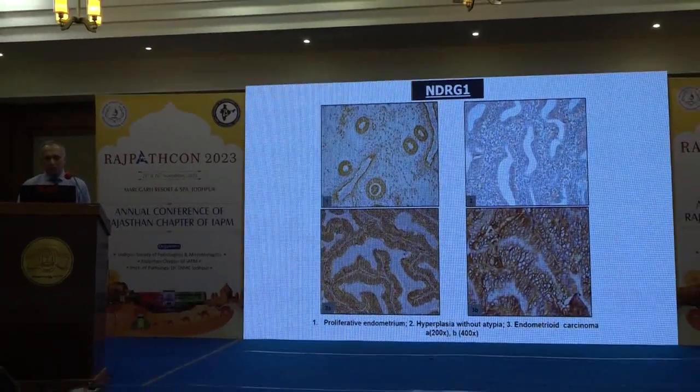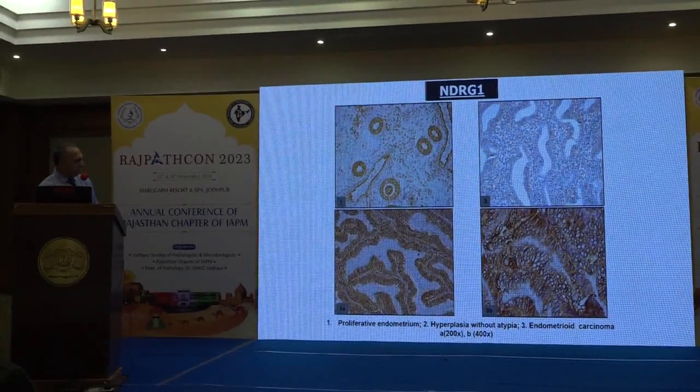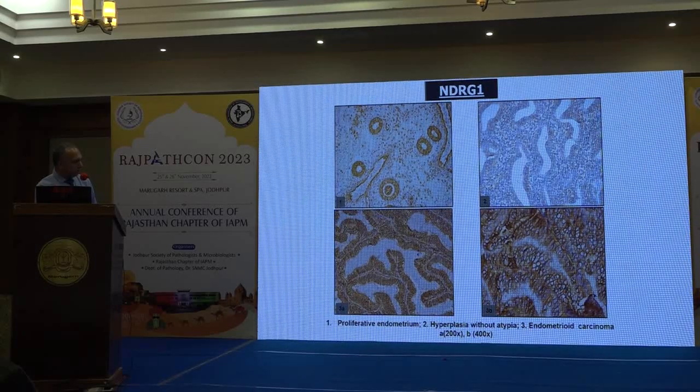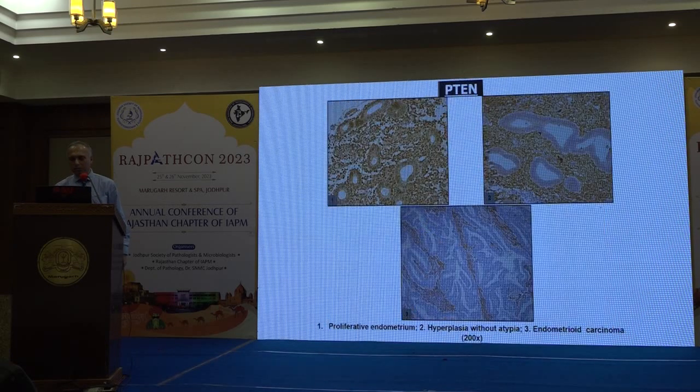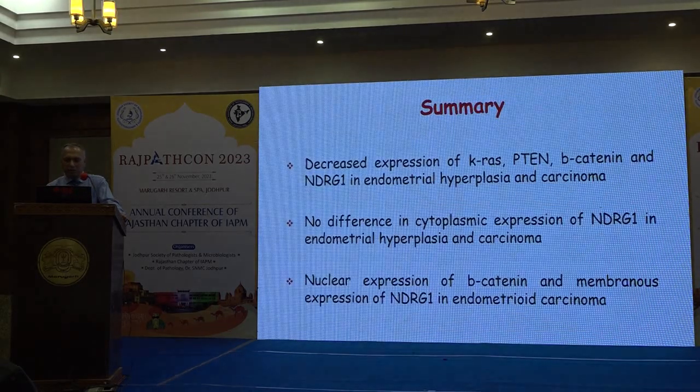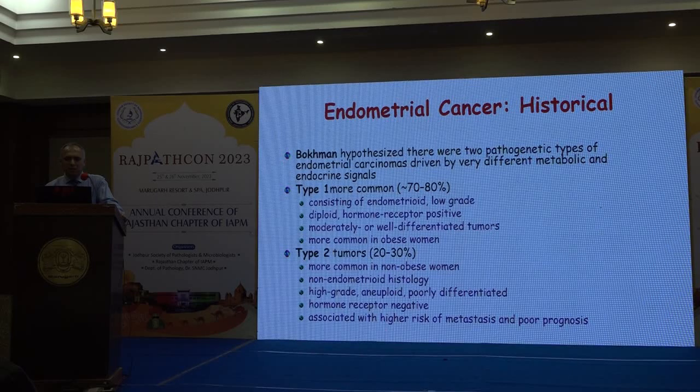NDRG1 was one marker which we studied, and one interesting finding was that the membranous positivity became more enhanced as you progressed from a proliferative endometrium to an endometrial carcinoma, as compared to a hyperplasia. PTEN is, of course, now known to be lost, and that was also a finding in our case. So these are some of the things which people have done, but none of them have stood the test of time. PAX2 is one of the newer emerging markers which people are using.